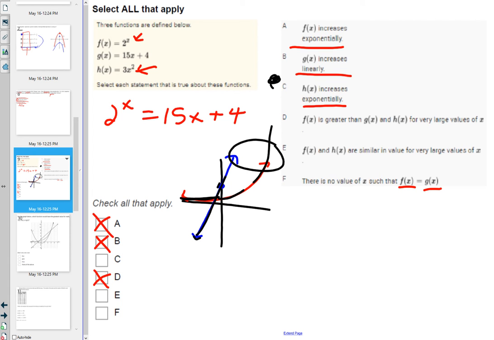And when you say that two functions are equal, you're asking, do they have an intersection? So they definitely have one intersection. They probably have two. So that can't be true, because it says that there is no value. No, there is a value. Luckily, they're not asking me for what it is, because then I would need to know how to solve this. But luckily, I don't have to know. Any questions there?